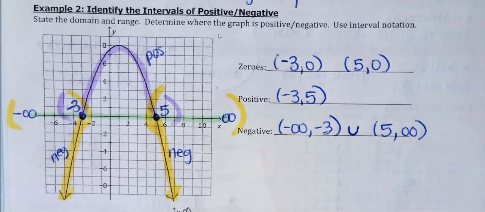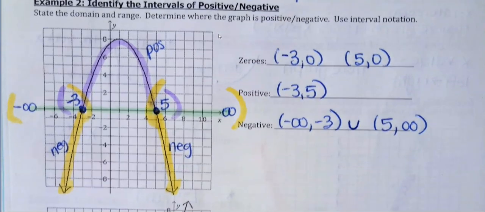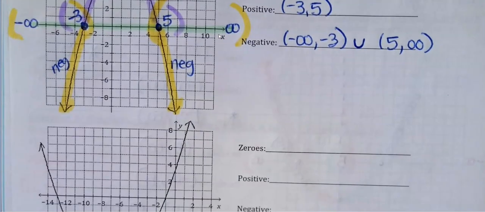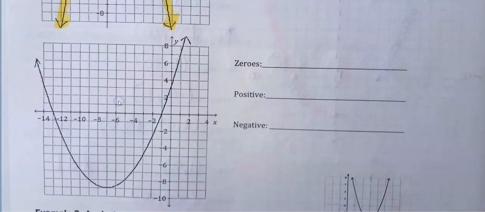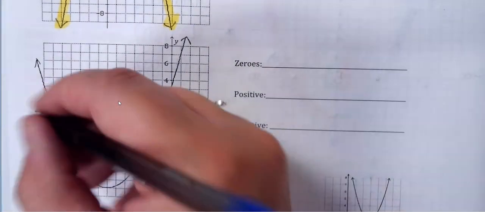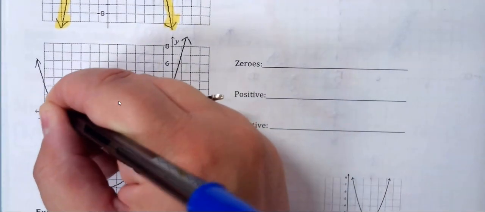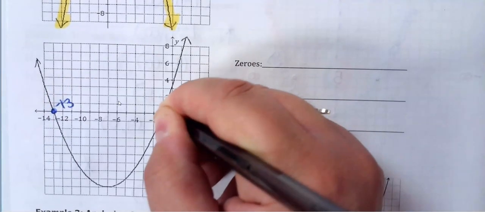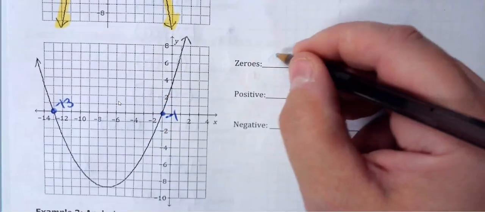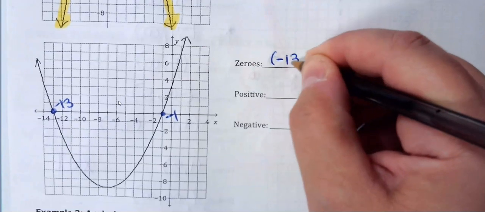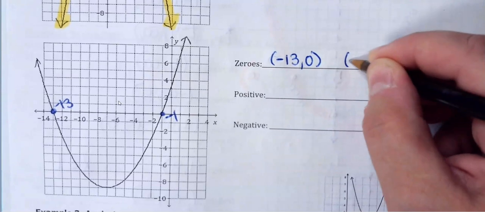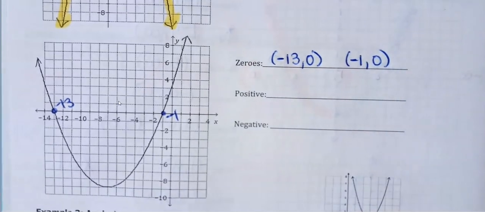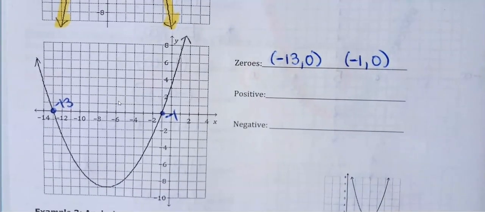I'm going to try one more with you. Same thing, positive, negative, and this one's turned right side up. And then I've got a couple special cases at the very bottom just to show you what you might run into. All right, your zeros here look like negative 13 and negative 1. So I'm going to write down those 2 points. Those x coordinates are negative 13 and negative 1. The y coordinate would be 0. Y coordinate's always 0 where you're crossing the x-axis.